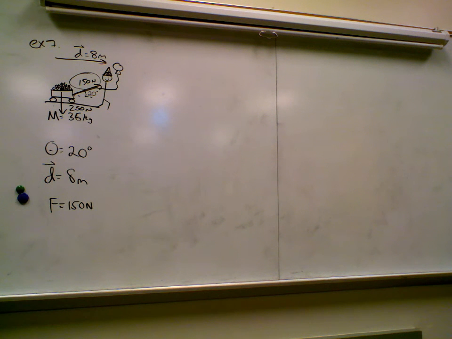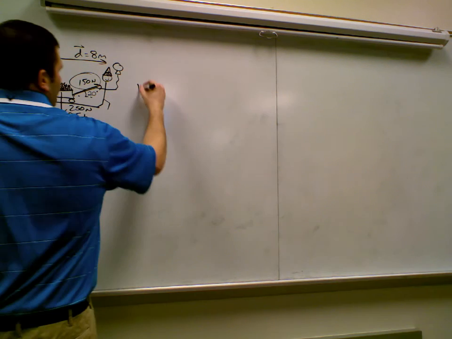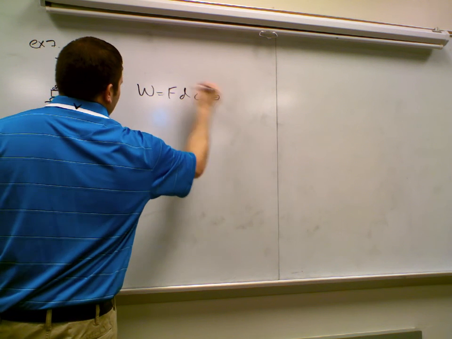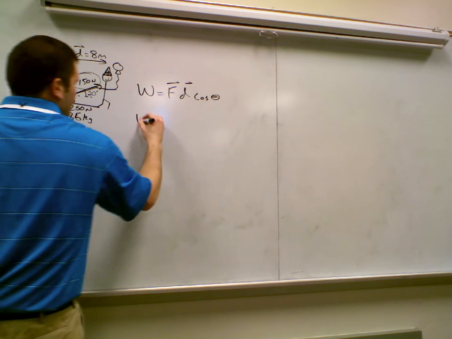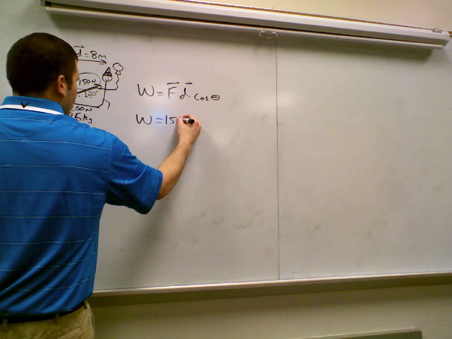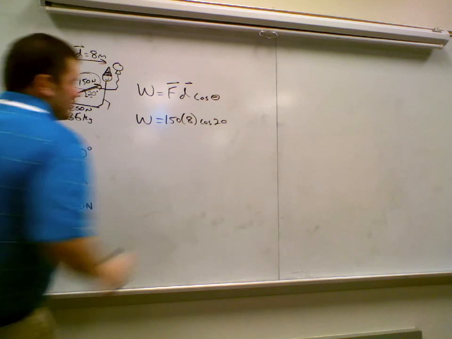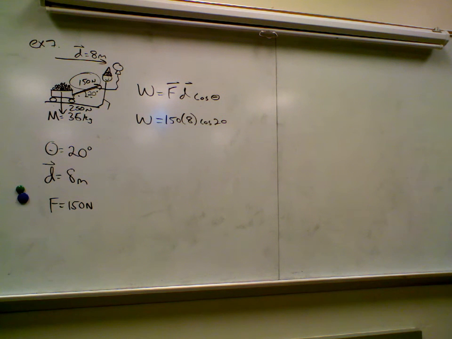Okay. So, how can I find the work done? Multiply with cosine 20, right? So, work equals force times displacement times cosine theta. Plug in and multiply. So, 150 times 8 times cosine 20. So what do we get? Wait, would it be 70? No, it would not be 70.